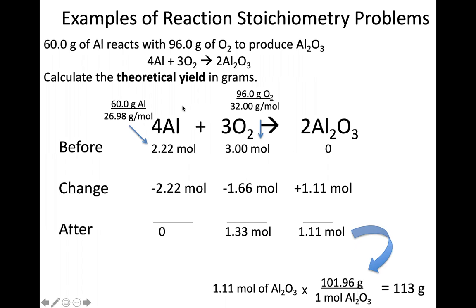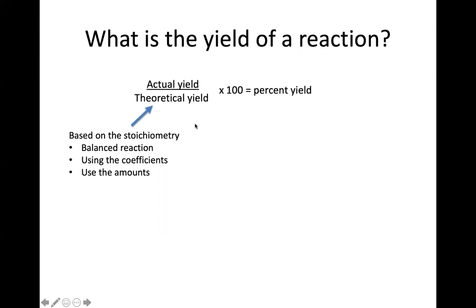Now, I want to add to this a different way of thinking about yield. When we talk about the yield of the reaction, the theoretical yield, that's based on the stoichiometry. That's what we've been working with, where we have a balanced equation, we're using the coefficients, we use the different amounts. All of that is calculating, in theory, how much should we be able to get? The actual yield, that's what you actually would record in the lab, what your experiment actually produces. When you turn that into a percentage, by multiplying it by 100, that's the percent yield.